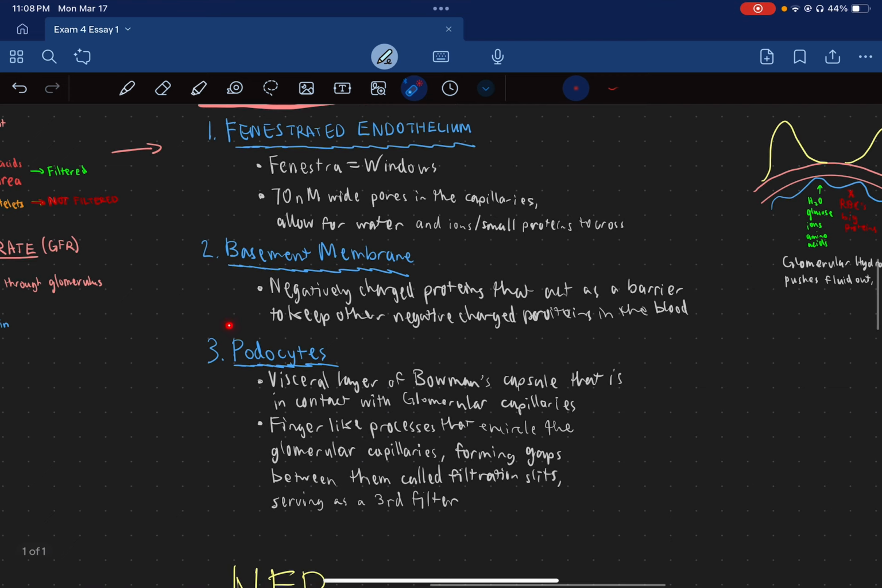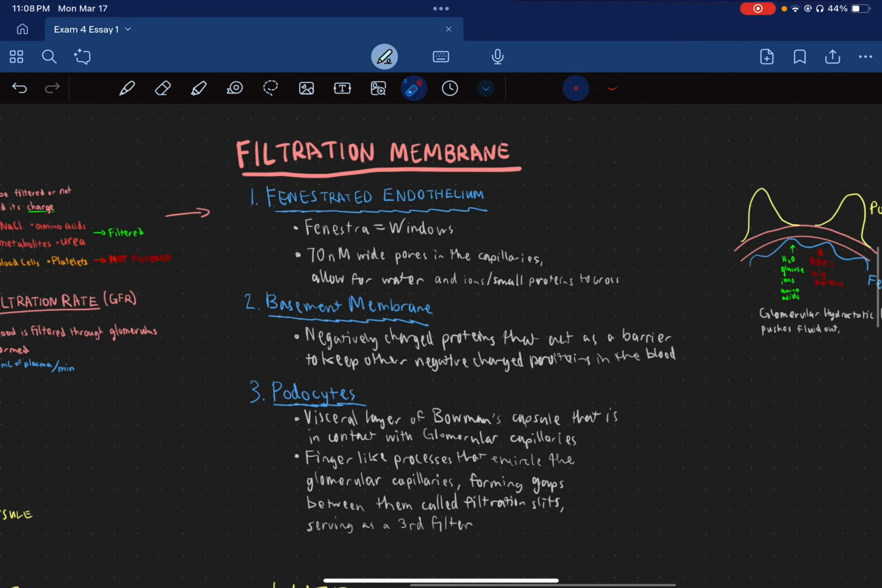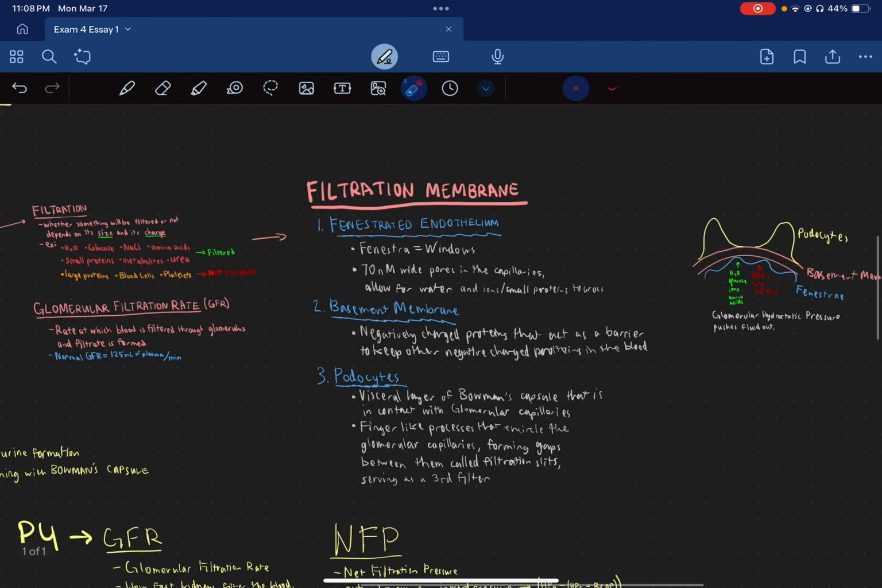And then the third level of defense are these things called podocytes, which are kind of like finger things that are going to be wrapping around the capillary. And these are also going to be a third level of defense to be able to filter out certain things, to keep everything from going into the tubules.